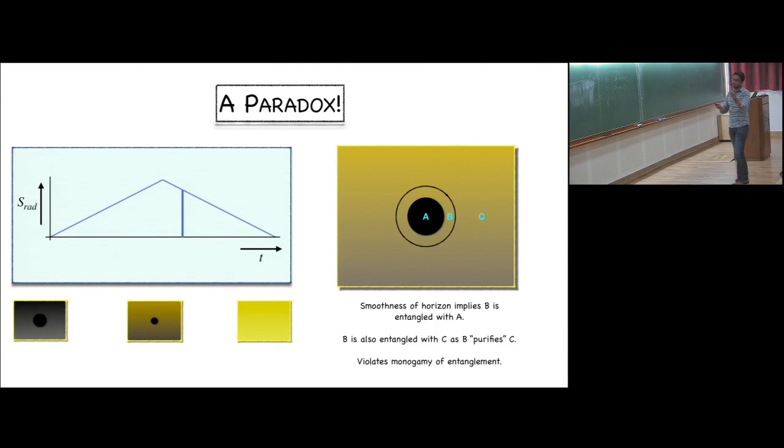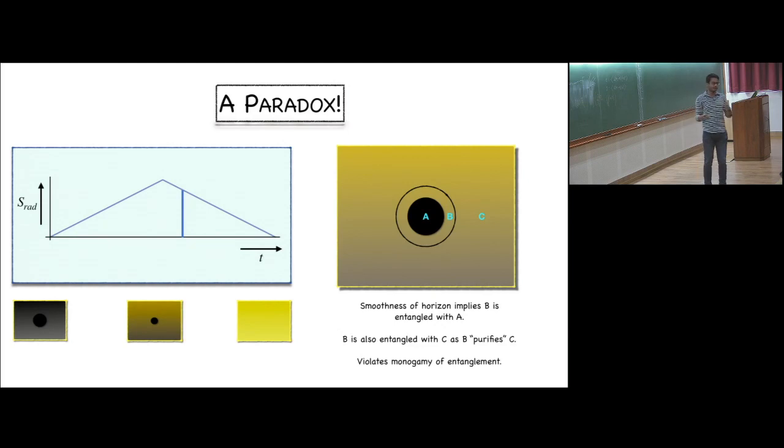Suppose I take a particular time shot of this system and divide my full space in 3 regions, A, B, and C. A is the black hole, B is the radiation which is going to come out of the black hole, and C is everything else. This time corresponds to this particular line where we have crossed this peak. So what we expect is that B should purify C just from unitarity, but it can purify C only if B is entangled with C.